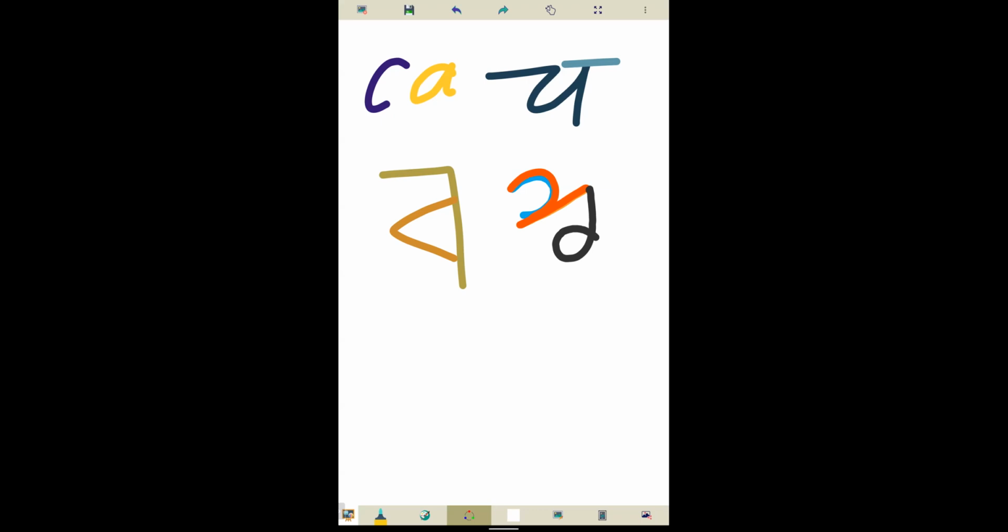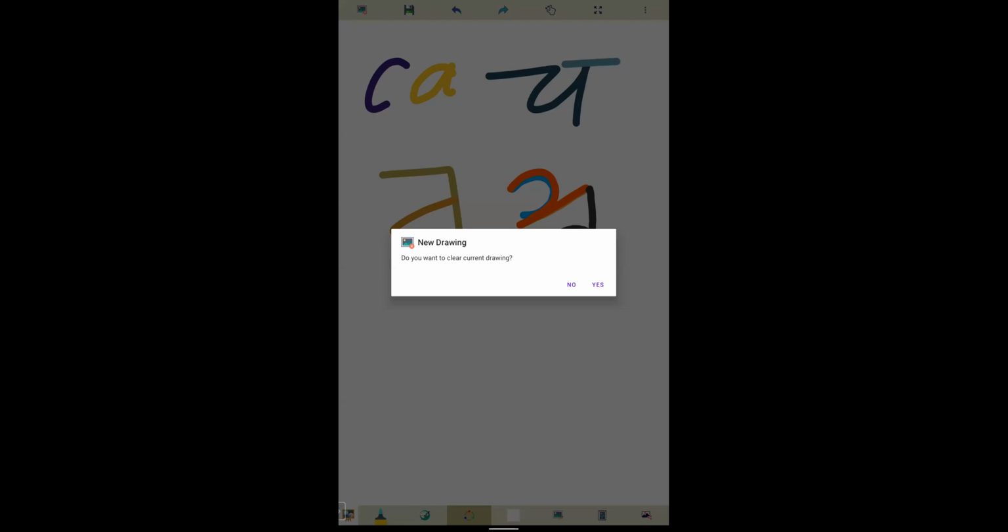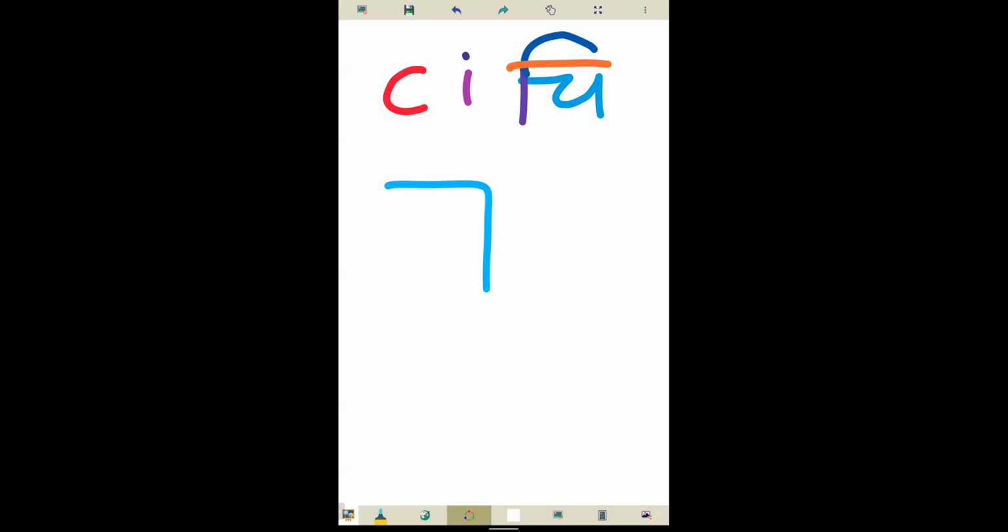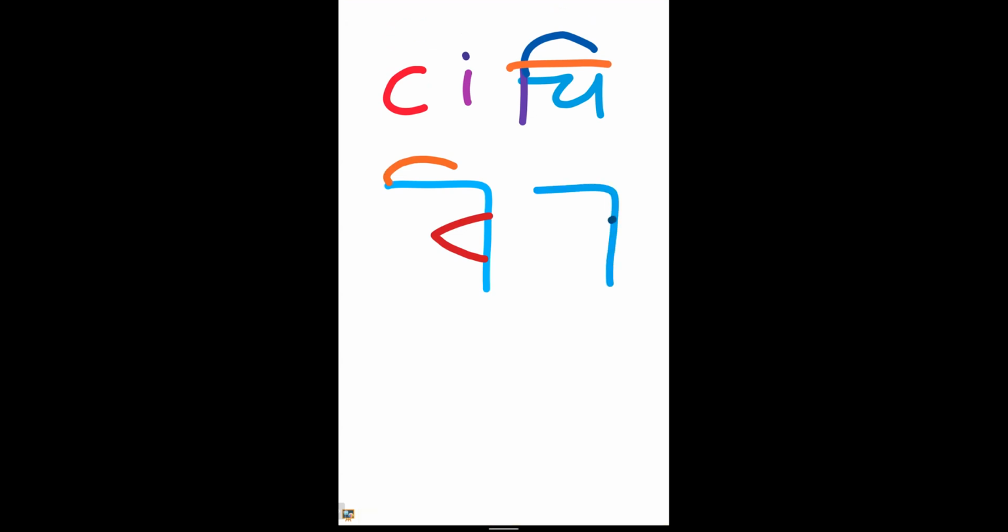And one interesting thing I would like to tell you now, chi. You see, chi. In the case of chi, as we have seen, this is cha and this is chi. But for the variant of chi, no problem with the cha, but the ikar will be like the Devanagari. See, it is clearly like the Devanagari.